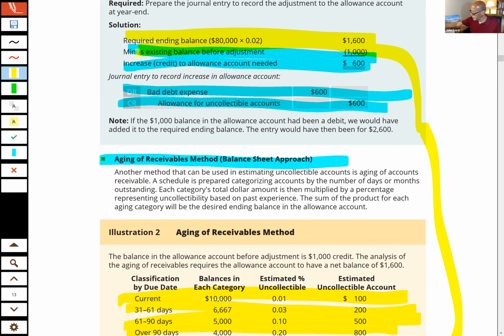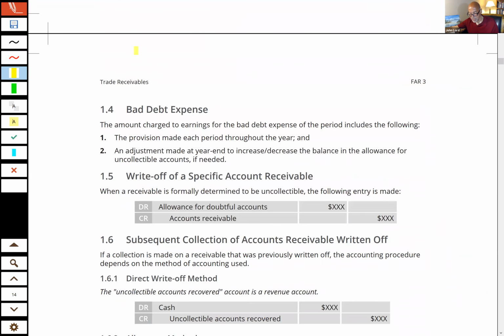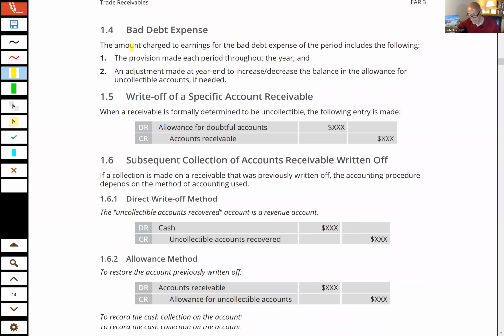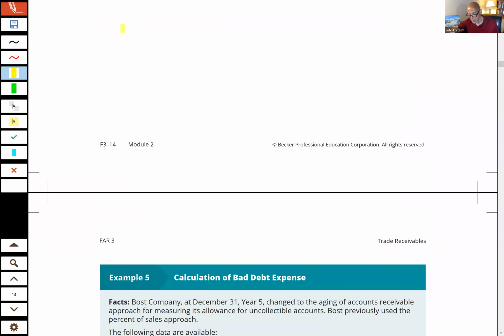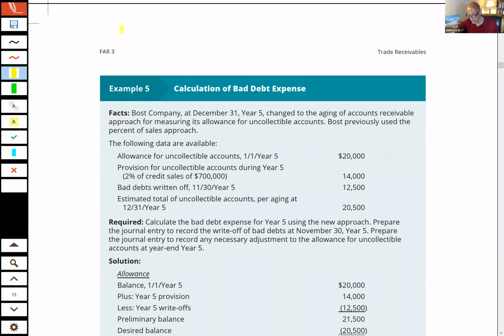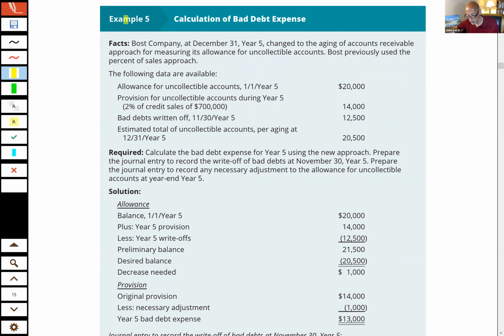Now, when you look at this next example, guys, I'm going to come back to these write-offs and whatnot, because I want to show you this example, and then I'm going to go back and show you a couple of journal entries on that page I just skipped. But I'm going to use this example for journal entries, okay?